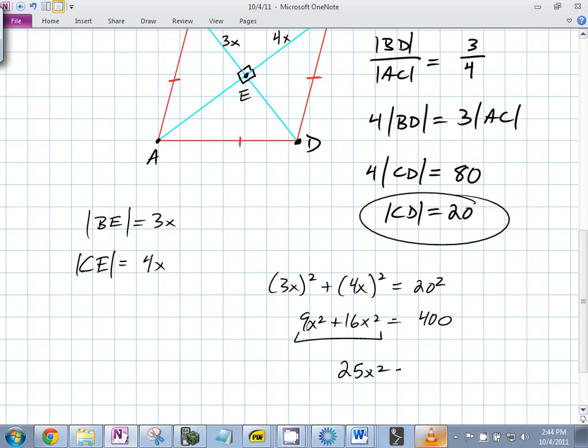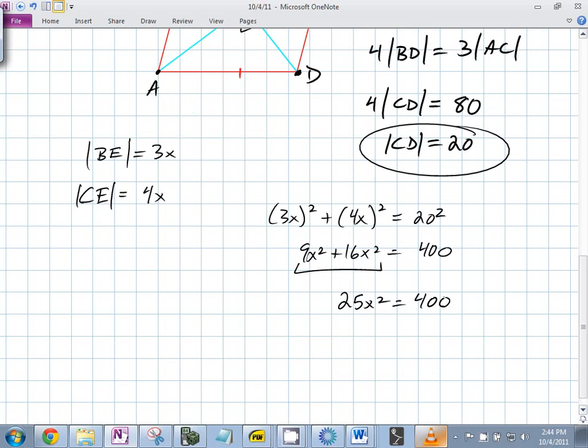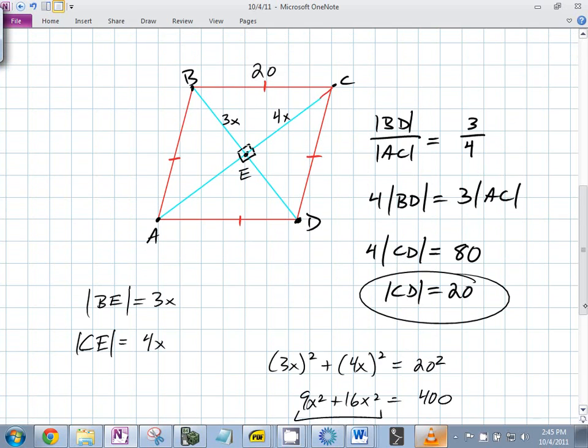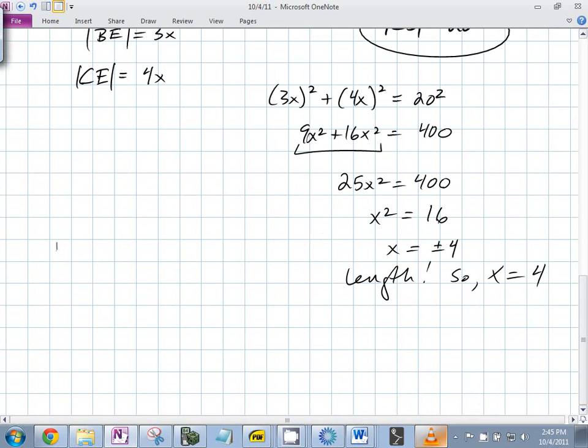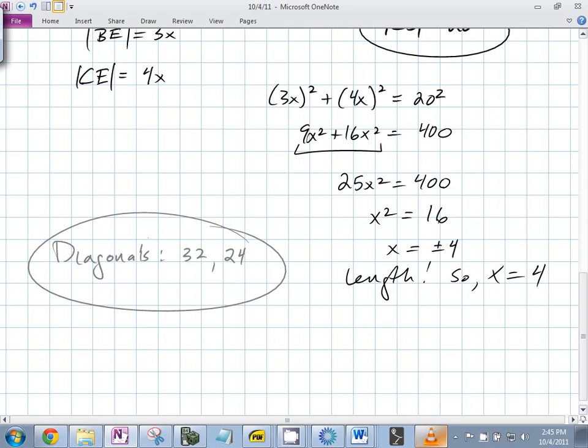So how many x squareds do we have? 25x squared is equal to 400. So what does x squared equal? 16. So x is equal to 4. Technically speaking, it's plus or minus 4, but we're talking about length, so it must be the positive. So if that's the case, we now know that this is 16 and this is 12. The question is asking, find the length of each diagonal. What are the diagonals going to be? 32 and 24. Absolutely. Does that make sense?